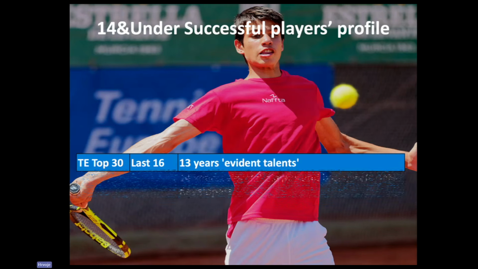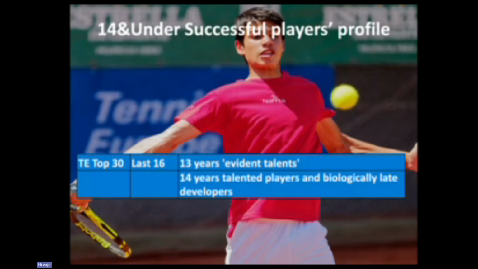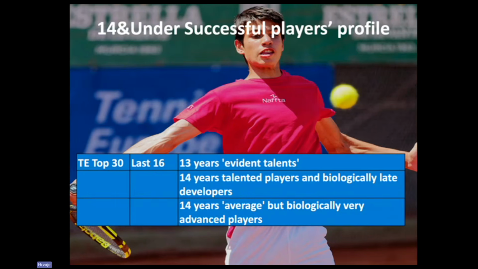Of course, we have 14 years old talented players, but also the ones that typically are biologically late developers. So they don't have these physical advantages, are not strong enough. But also we have top 30 players that are 14 years old, but they're average in terms of skills, and what they actually have is a biological advantage because they are biologically very advanced players. In this group of top 30 players in the Tennis Europe rankings, many never made it later on. This is, I would say, one of the most common reasons, because they had the advantage of biological maturity.